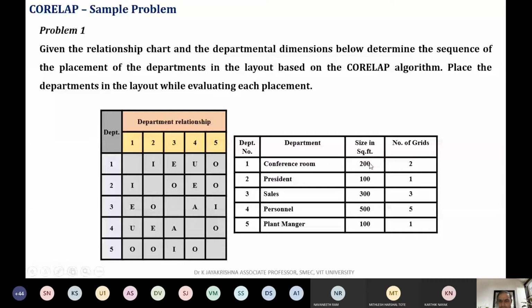Like the previous problem, they gave you the areas also, and they gave you the grid size. How did they calculate this grid size? It's very easy to calculate. Just take the lowest value among this area, and divide that value with the other departments. So the least among this is 100. So 100 divided by 200, 100 divided by 100, 300 divided by 100 is 3, 500 divided by 100 is 5, 100 divided by 100 is 1.